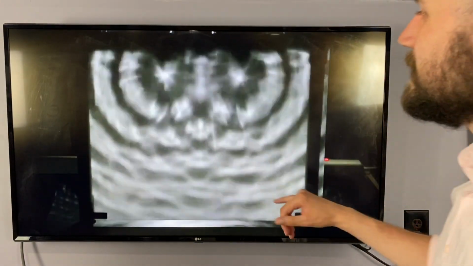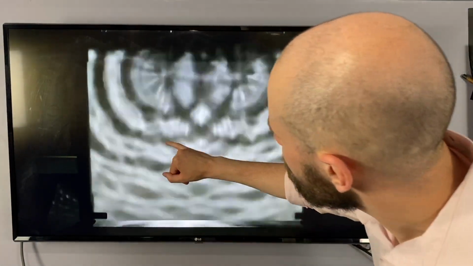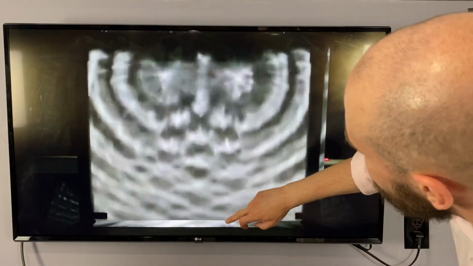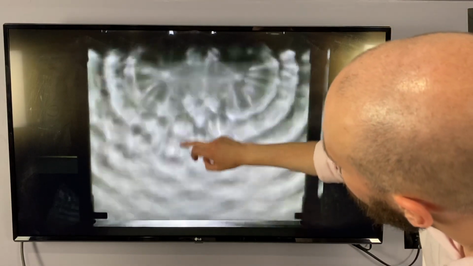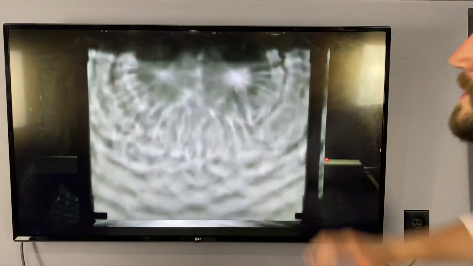Now you can see the places where you have constructive interference. And you can see the places where you have destructive interference. The destructive interference are these lines here where you see nothing really occurring. And then the constructive interference occurs here, where you can really see the waves ripple there.